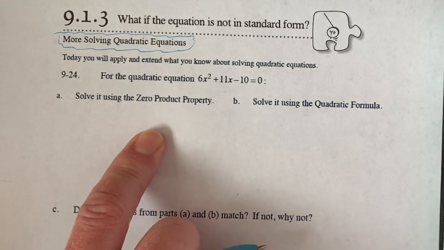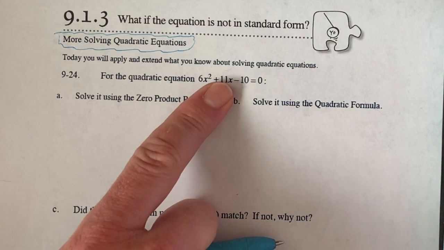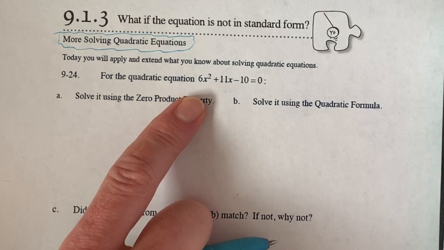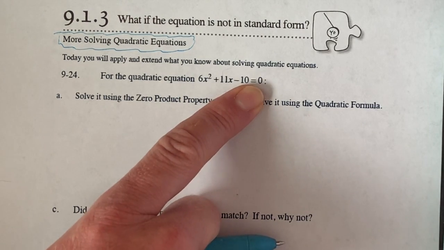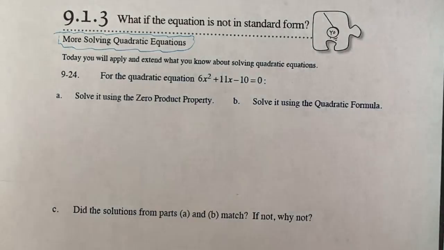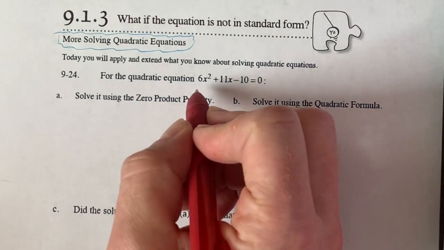If zero product property works, you might want to do that. If it's really easy to use the quadratic formula, you might want to do that. If you're allowed to use a graphing calculator, you might as well graph that and figure out where the x-intercepts are, and then you got your solutions for x. But they're telling us to do this here with zero product property first because it wants us to practice that.